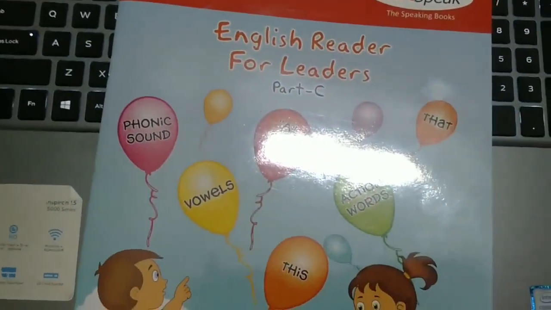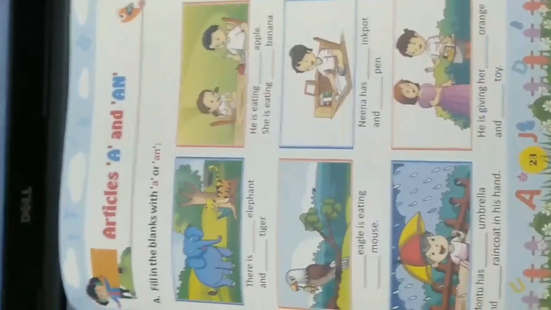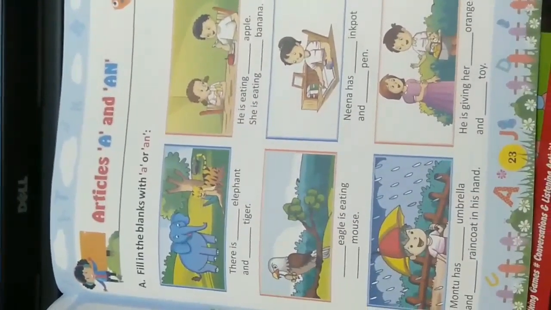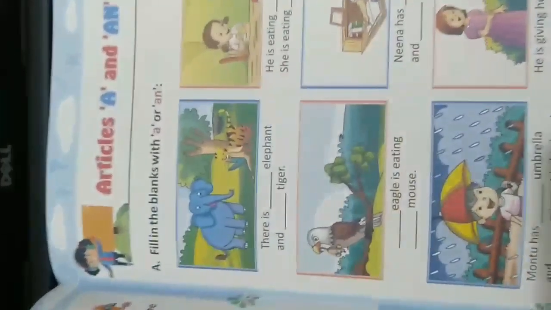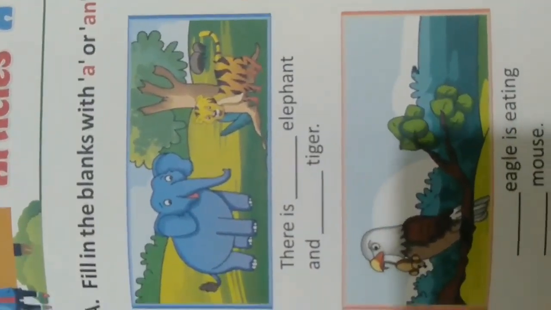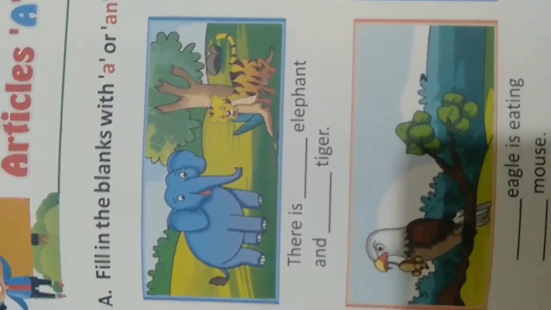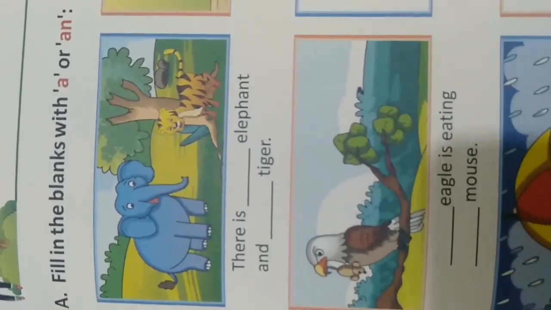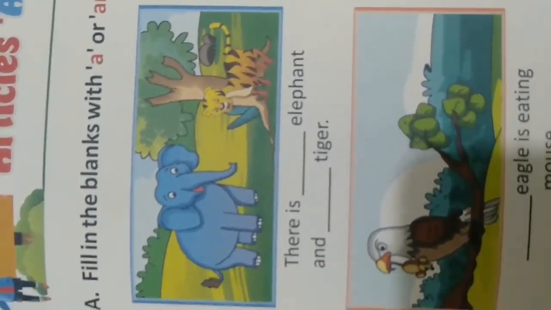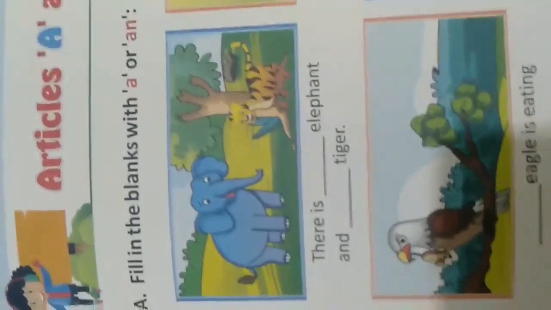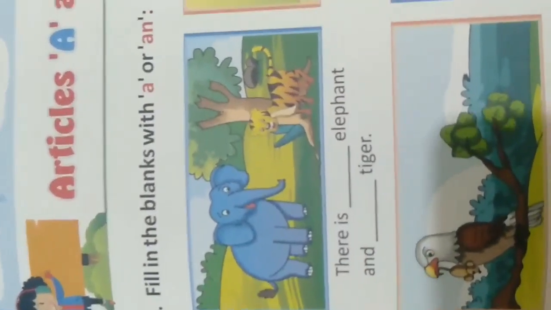Now in your activity book, articles a and an, you have to fill. Look at the picture. There is dash elephant and dash tiger. What is in the picture? How many elephants are there? One elephant. How many tigers? One tiger. So what you have to write before elephant? You have to write an, because E is a vowel, and T is a consonant. So you have to write a. There is an elephant and a tiger.